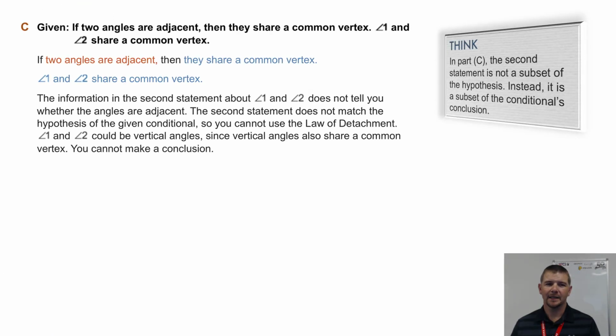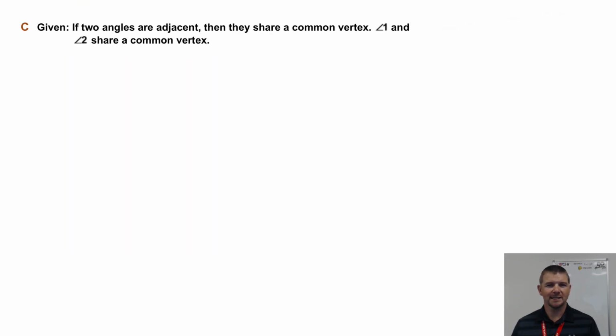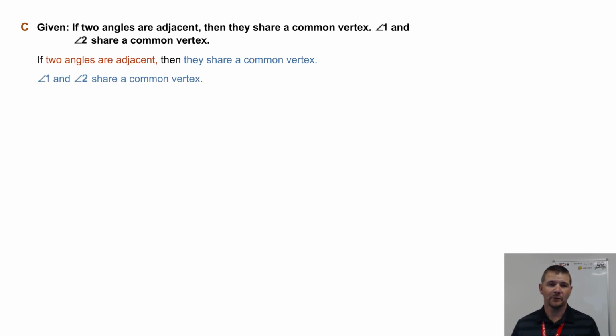Part C. Given: if two angles are adjacent, then they share a common vertex. Angle 1 and angle 2 share a common vertex. The statement: if two angles are adjacent, then they share a common vertex. Angle 1 and angle 2 share a common vertex.